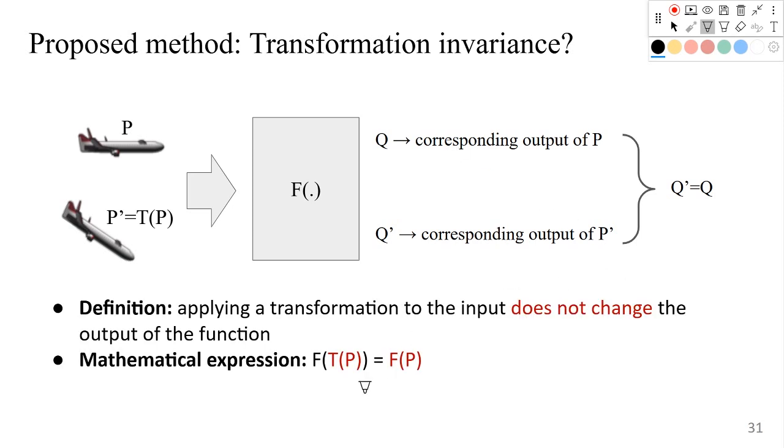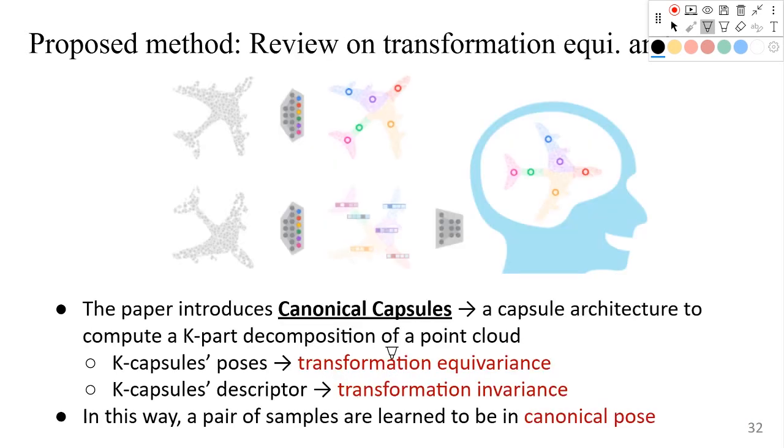And yeah, this is the mathematical formula. No matter what transformations we apply, the output after we apply the function will be the same. And let's see in the context of this canonical capsule. Let's review these two properties.